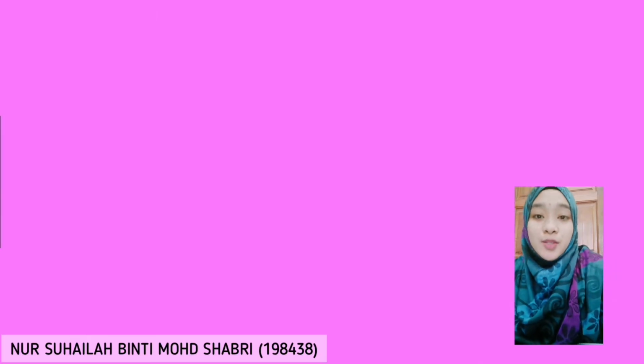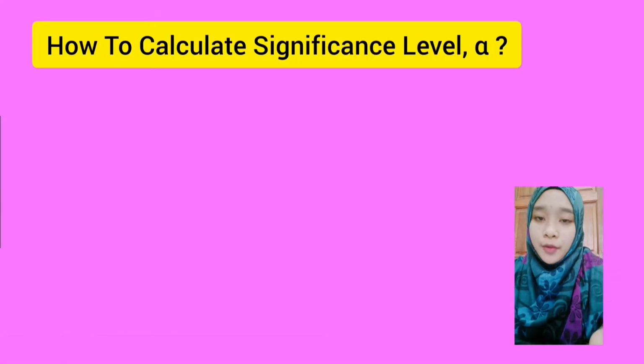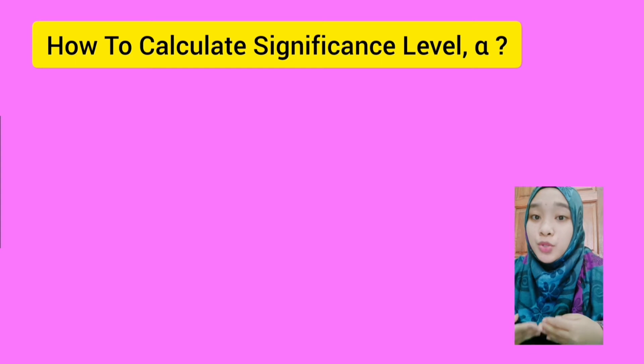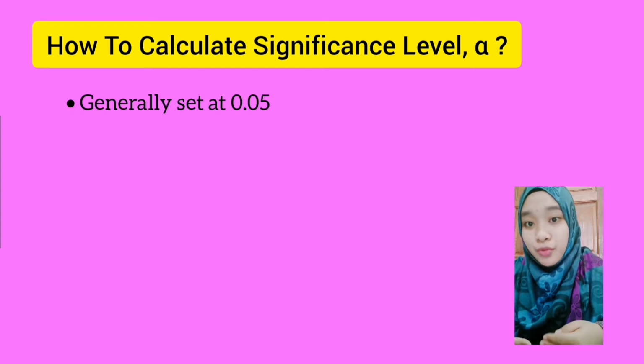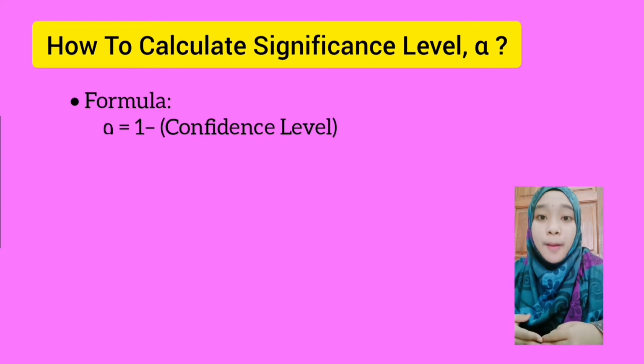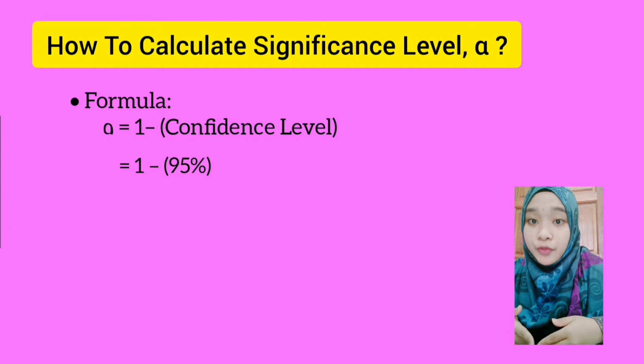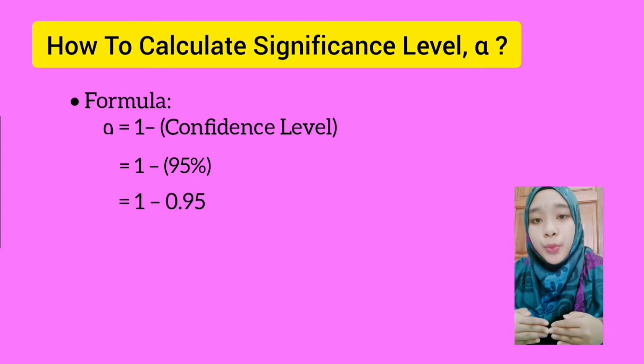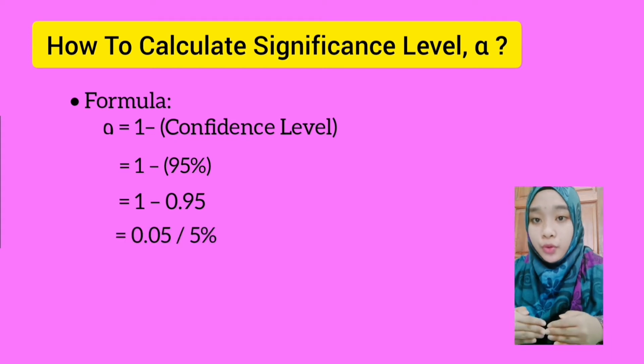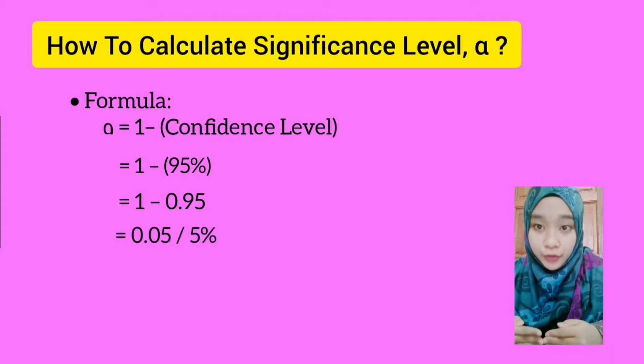And now I will explain how to calculate the significance level. The significance level is usually set at 0.05. In order to get the significance level, the formula is 1 minus the confidence level. The confidence level is usually 95% or 0.95. So 1 minus 0.95 gives 0.05, or in percentage, 5%.